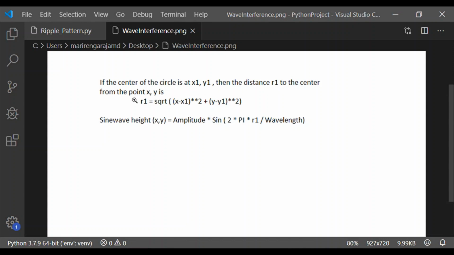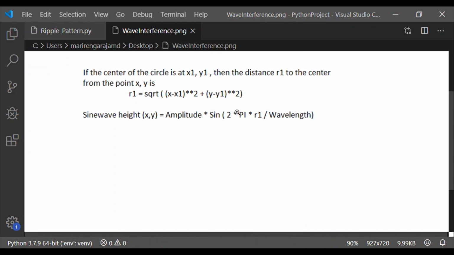Then the distance r1 to the center from the point x, y is the square root of (x minus x1) whole squared plus (y minus y1) whole squared, and the height at x, y is the amplitude multiplied by sine of 2 pi r1 divided by wavelength. Amplitude is the amplitude of the wave, and wavelength is the wavelength lambda for the wave.